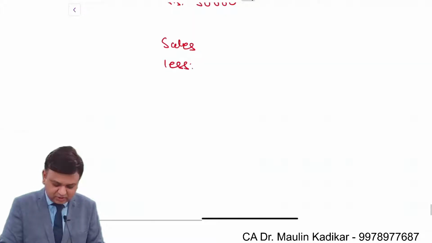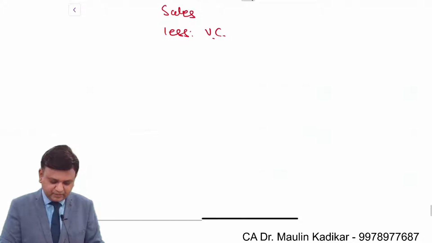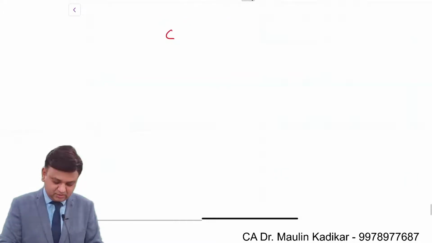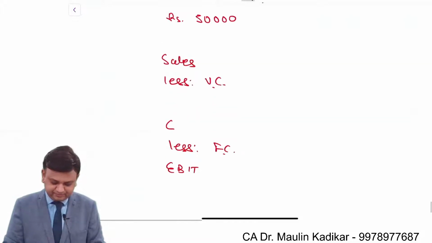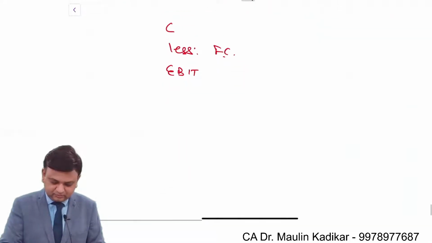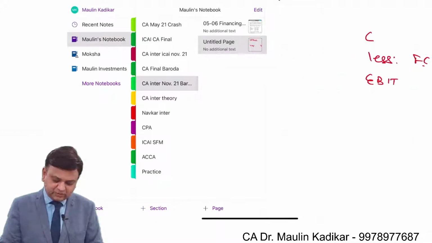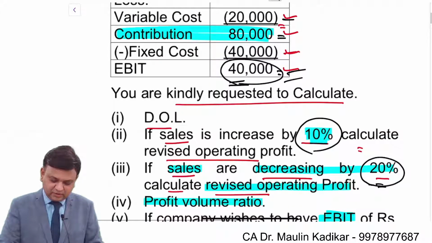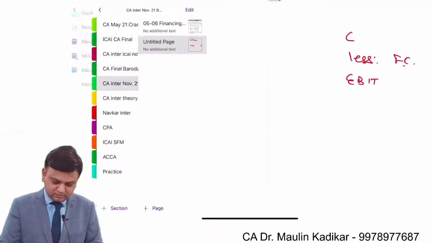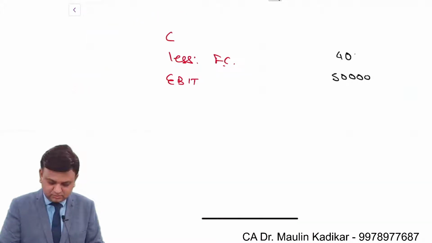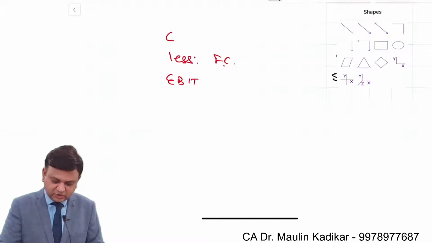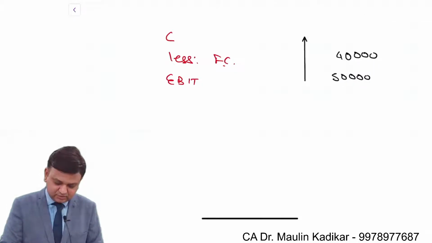Sales less variable cost, difference of that is contribution, less fixed cost is EBIT. So the amount of EBIT is 50,000. The amount of the fixed cost is 40,000. So contribution is 90,000.